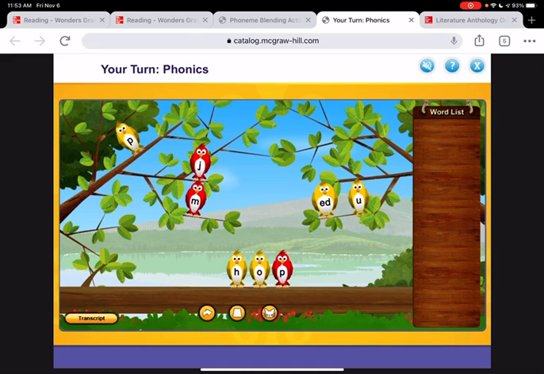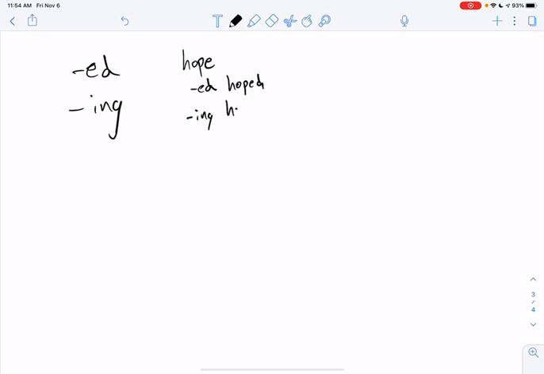All right, we're going to start the next section. We're going to look at inflectional endings. If you remember what an inflectional ending is, it can be ED, which is one we look at a lot. It could be ING, and those are the two we're going to be looking at right now. So for example, if we add hope, as an ED it would be hoped, and as an ING it would be hoping. Remember, we take out the E and add the inflectional ending.